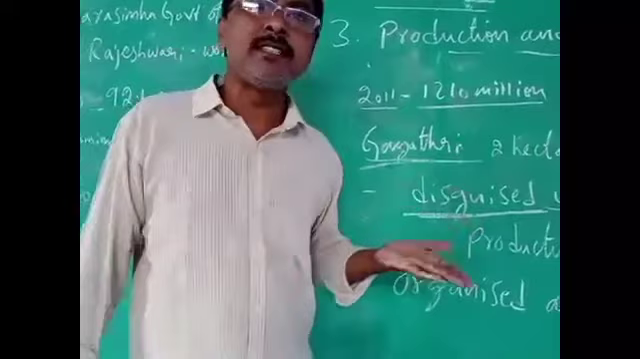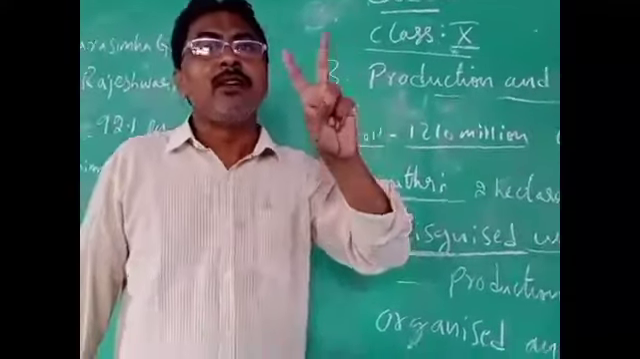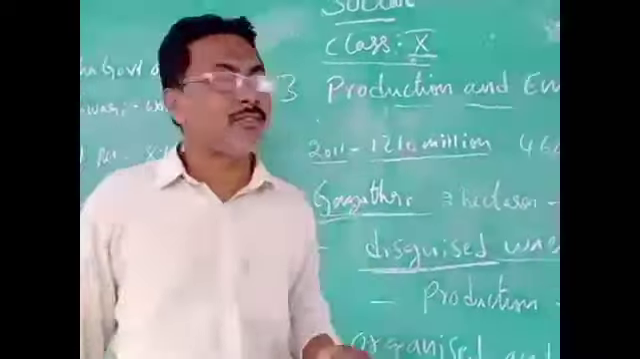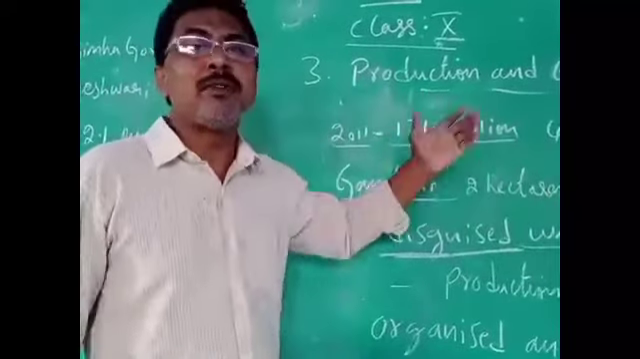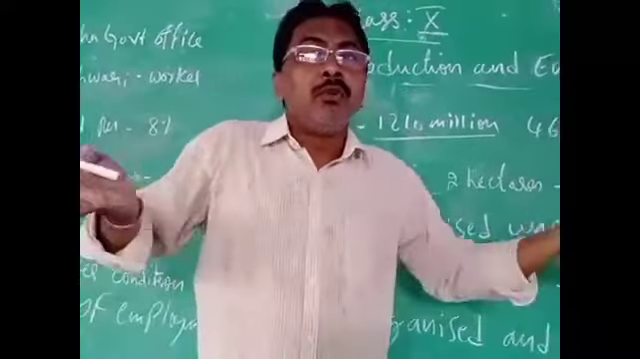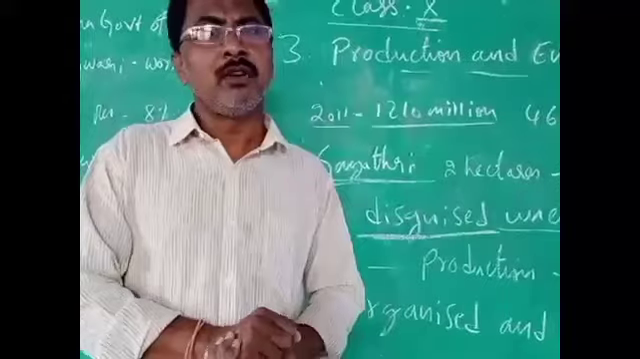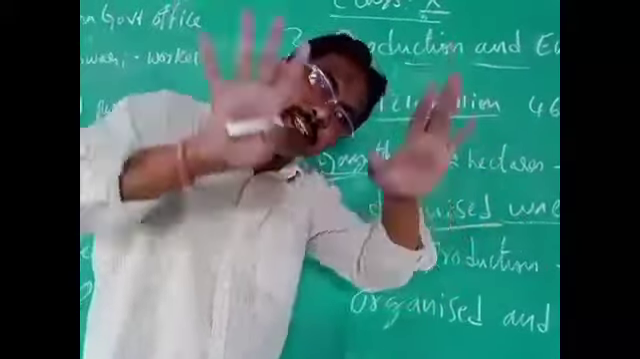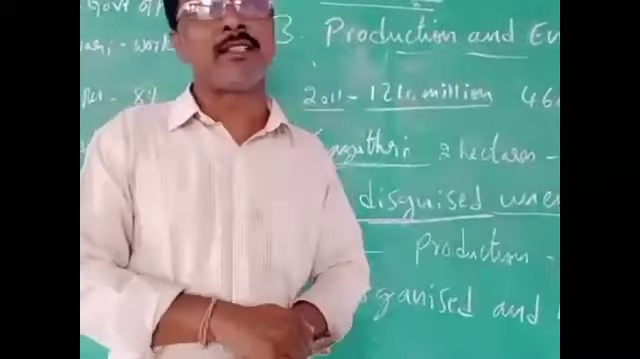Four brothers and one sister are working in agriculture. It is called disguised unemployment. Why? Because, as I just told you, in 2 acres of land two members are enough, but four or five members are working in that. Why? Because they don't know other works except agriculture. That is one reason. They know only agriculture work, they don't know other work. So that's why everybody is engaged in agriculture. All the brothers and sisters are doing agriculture work.